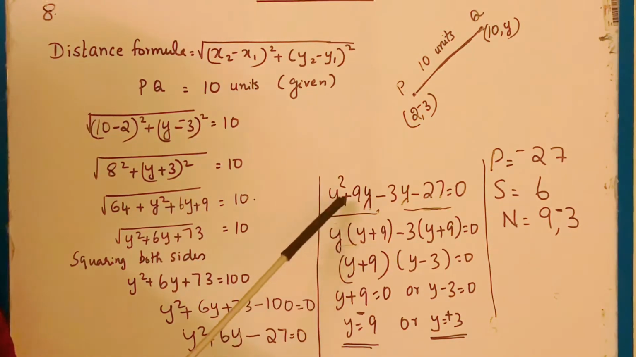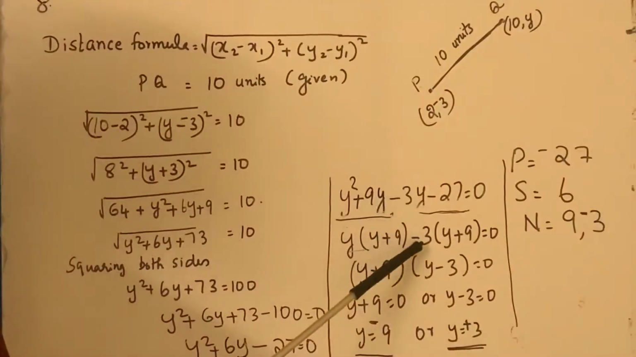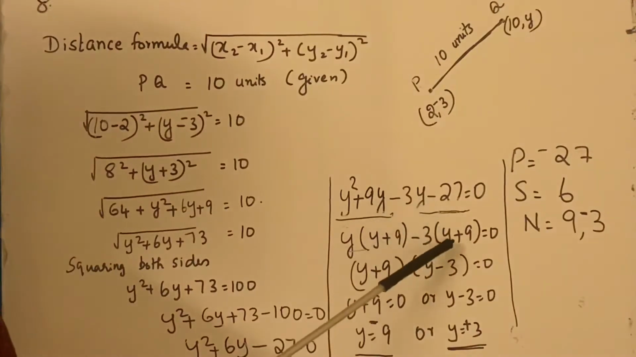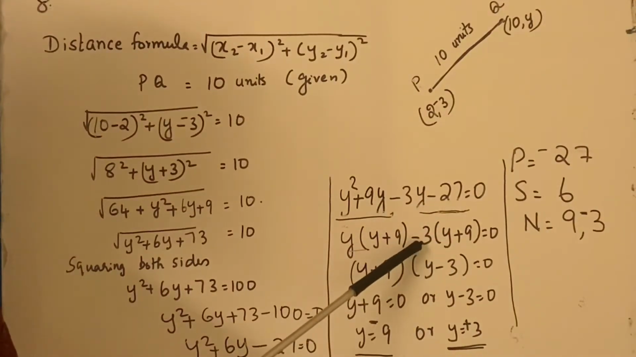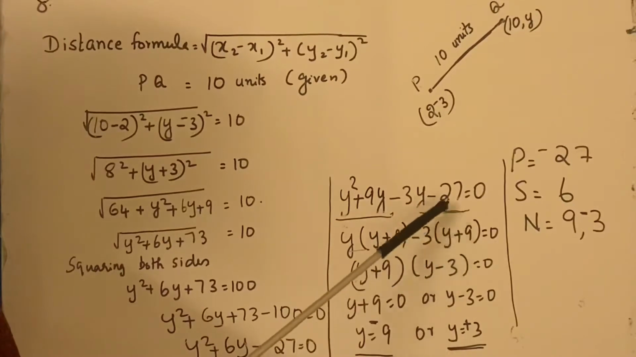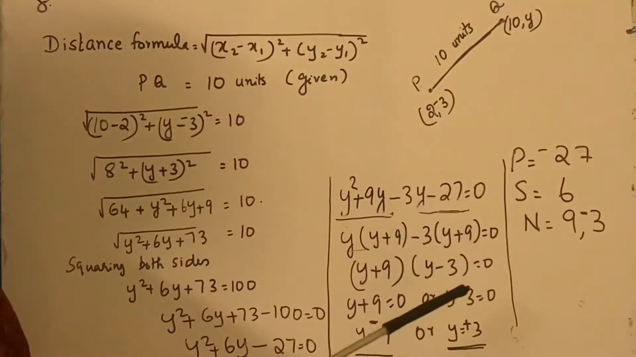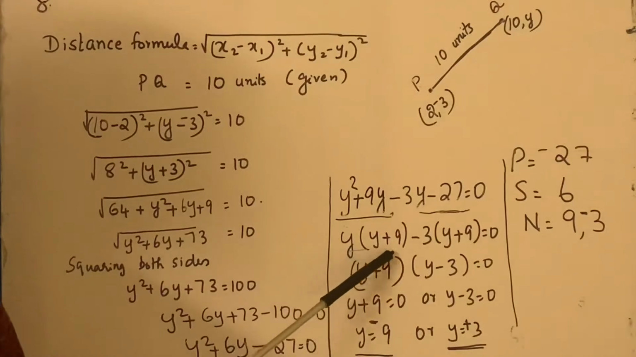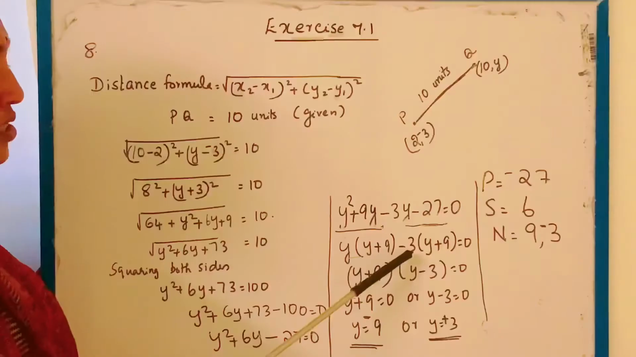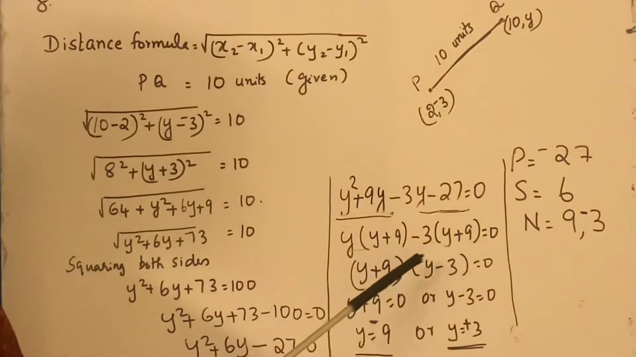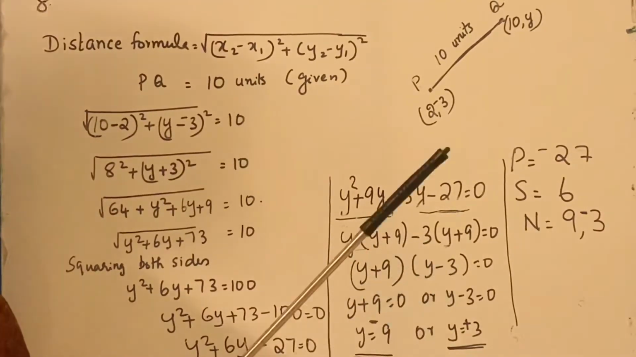Take y outside, then you will get y plus 9 inside. And put negative sign here. In these two terms, 3 is a common factor. So you will get y. So negative 3 we have taken as a common factor. So here you will get plus 9. Okay. Then in these two terms, y plus 9 is a common factor. So you take y plus 9 outside. Then here inside you will get y minus 3.